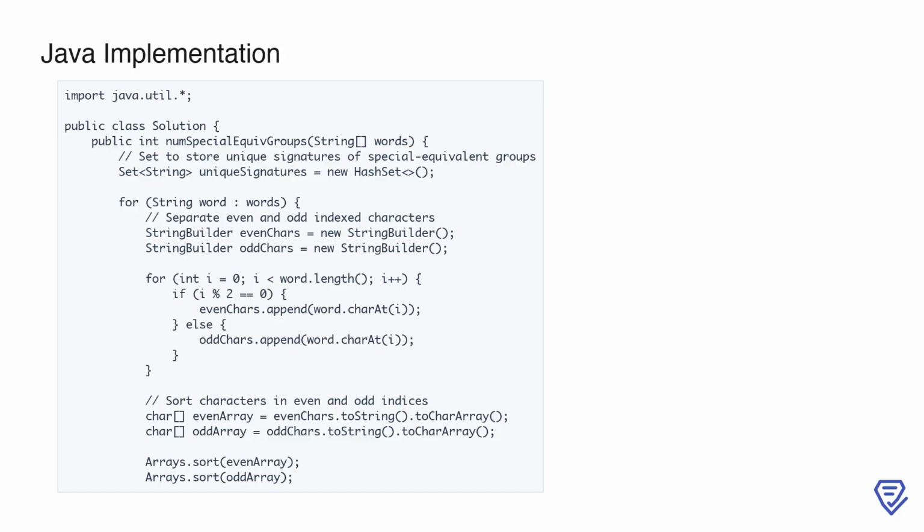This is done using two StringBuilder objects, evenChars and oddChars. The loop iterates over each character in the word, and depending on whether the index is even or odd, the character is appended to the appropriate StringBuilder. Once the characters are separated, we convert them into character arrays and sort them alphabetically. At this stage, we have two sorted arrays, one for the even indexed characters and another for the odd indexed characters.